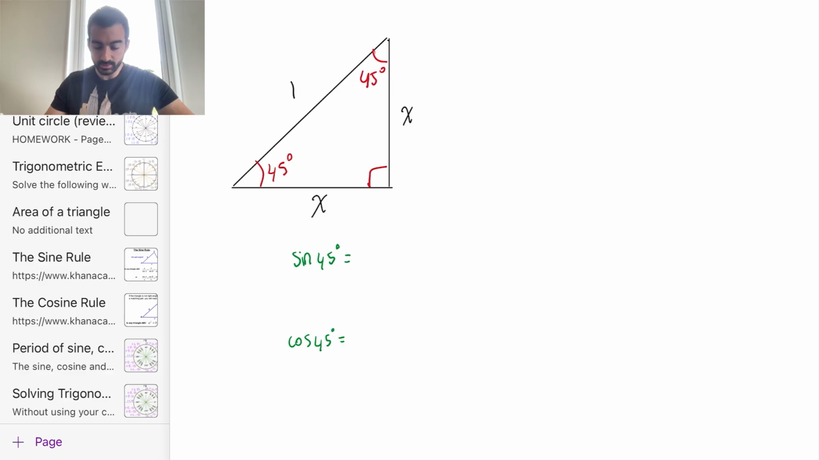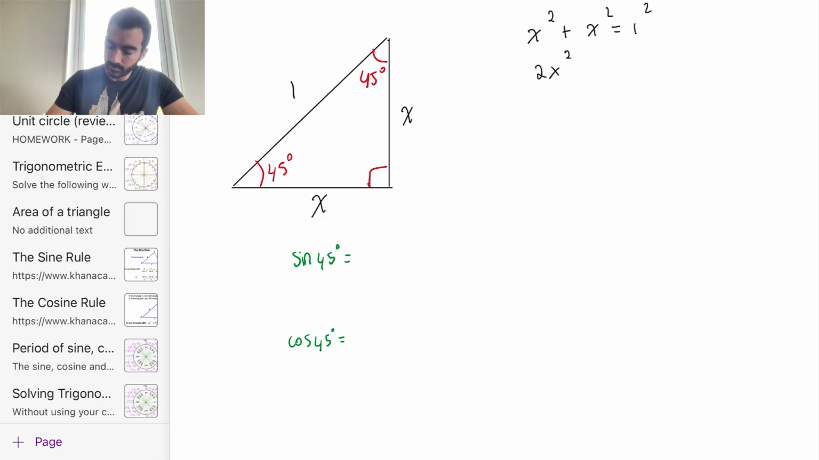If we want to find what x is, we can actually use the Pythagorean theorem here. I have a right angle triangle. That means x squared plus x squared is equal to 1 squared, which is equal to 1. That means 2x squared is equal to 1. x squared is 1 over 2. That means x is root 1 over 2.